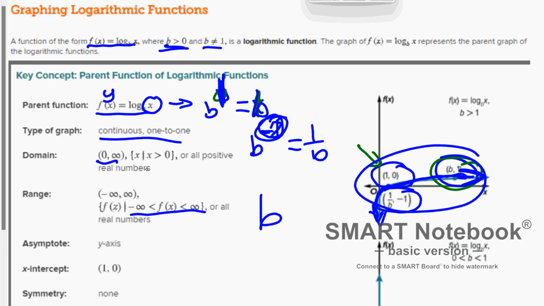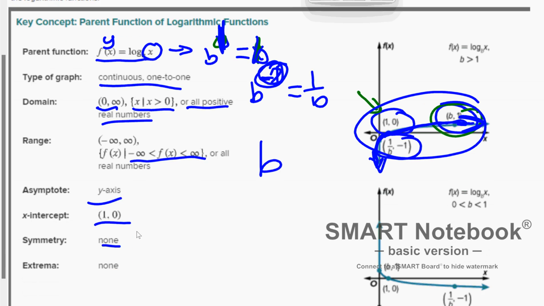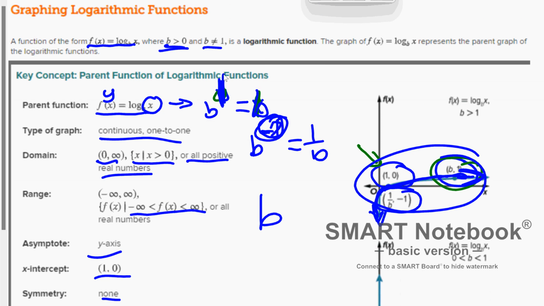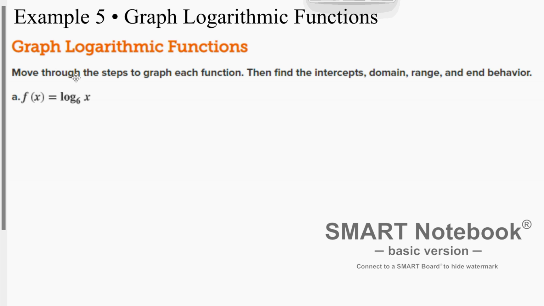Or you can write it like this. You can write your domain like that, or you can say these things. The asymptote is x equals 0, then the x-intercept, and there's no symmetry. Those are the things. End behavior we'll get to on the next problem. So that's basically how you graph these things. So let's do an example. This might be a little bit longer video because I explained that, which probably made no sense to you.